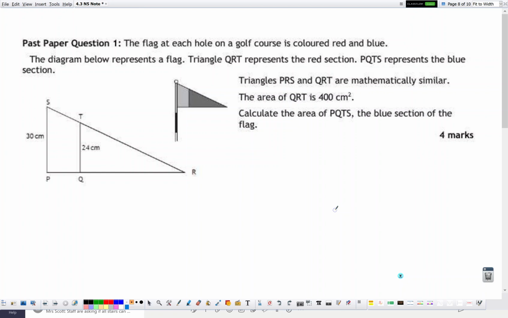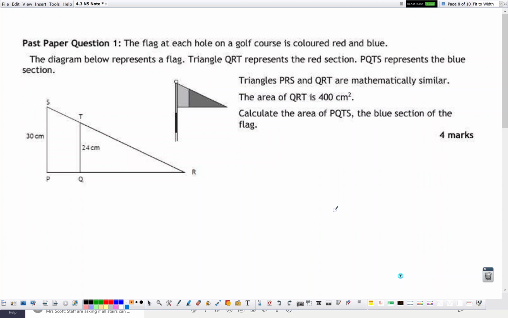The flag at each hole on a golf course is coloured red and blue. The diagram below represents a flag. Triangle QRT represents the red section, so that's the bigger triangle, the darker section in your colour. PQTS represents the blue section, so that's like a rectangle with a slanted bit at the top. That's the blue section. But within this we now have two mathematically similar triangles.